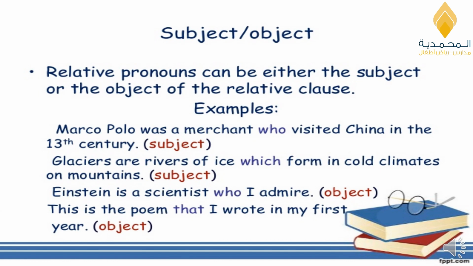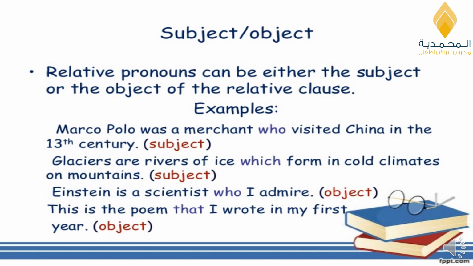Now, how can I differentiate between a subject and an object relative pronoun? The relative pronouns can be either the subject or the object of the relative clause. For example, I say, Marco Polo was a merchant who visited China in the 13th century. In this example, who is considered as a subject relative pronoun.